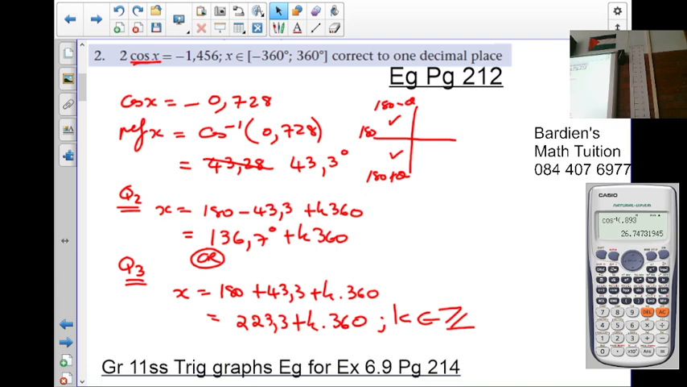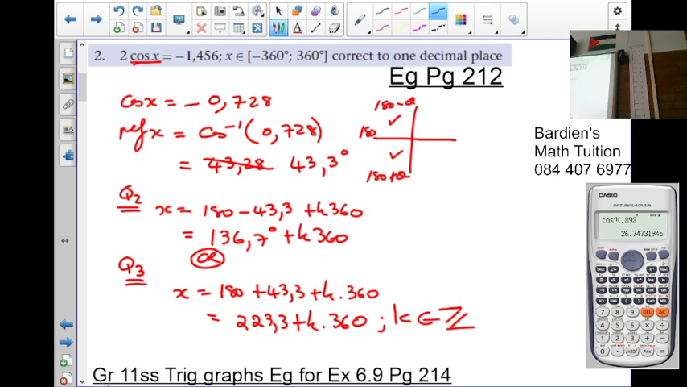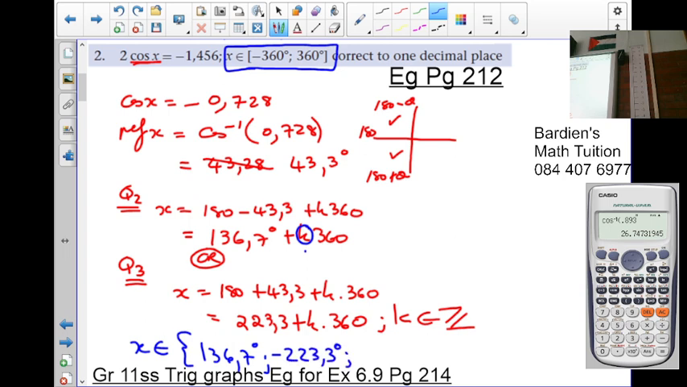So now I can list, people. Let's list. It needs to be between negative 360 and 360. So we say x is an element of. If I put 0 through here, what do I get? 136.7 degrees. Now you put a 1 in there. See what you get. Outside. Now you put minus 1 in there. What do you get? Negative 223.3. Now you put minus 2 in.